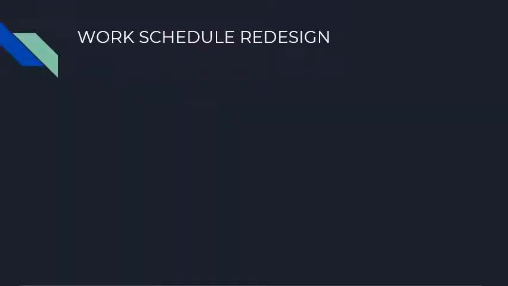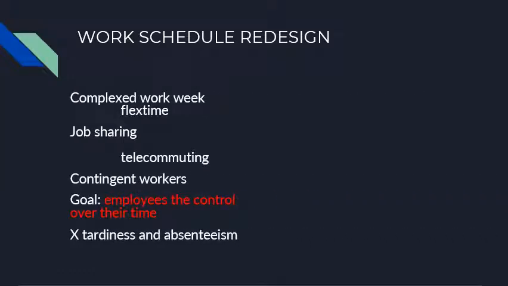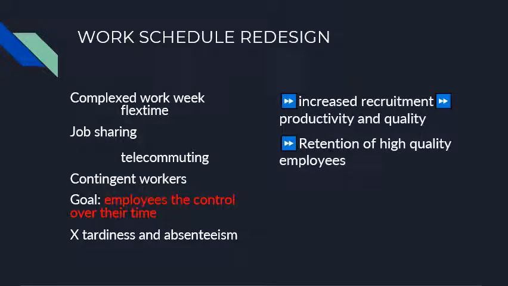In work schedule redesign, there are complex work week designs or flexi time, job sharing, telecommuting, and contingent workers. These are some of the samples, and the goal is that the employees can have control over their time. Usually, this reduces tardiness and absenteeism, and it increases recruitment, and it also follows that productivity and quality are increased. Usually, it has a high retention rate of employees because they have control over their schedule.